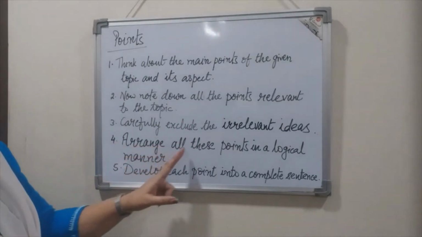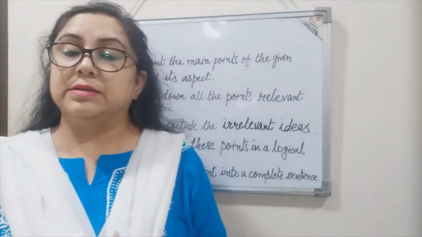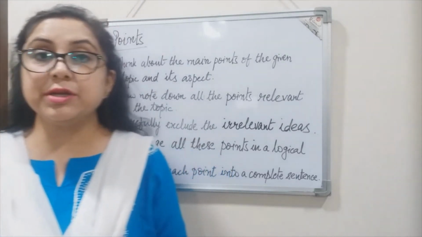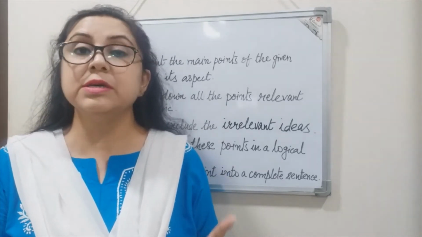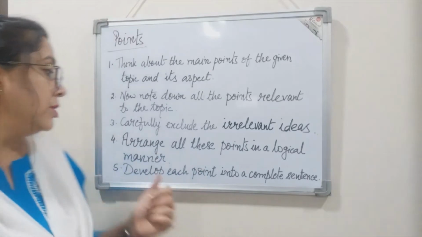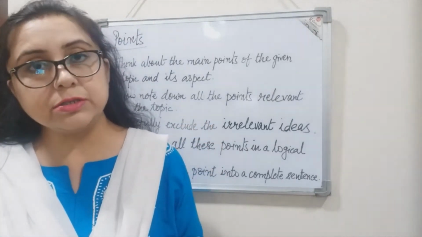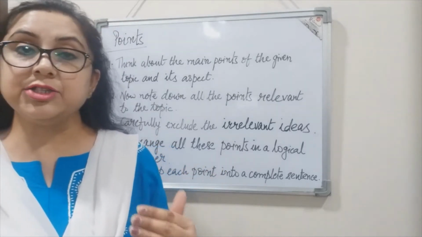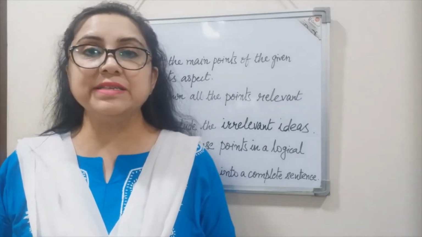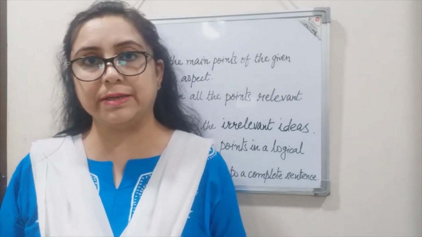Next, arrange all these points in a logical manner. So remember, the ideas should be arranged in a logical manner. This is an important feature of paragraph writing, isn't it? So all the points which you have jotted down should be arranged in a logical manner, right? The ideas should not be presented in a haphazard manner. They should be arranged very logically, right?